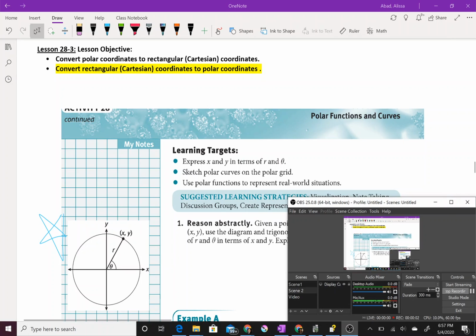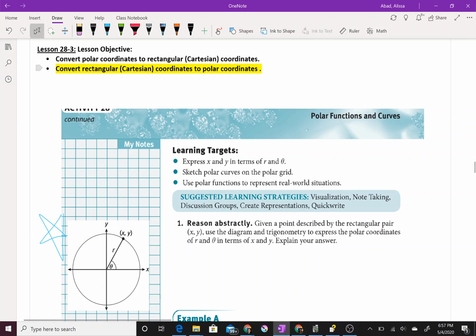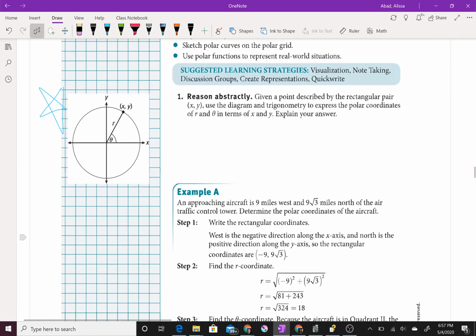This video is going to be going over the second part of the lesson, which is to convert rectangular coordinates to polar coordinates, or Cartesian coordinates, or xy, to polar coordinates. So we're going to go back to this diagram where you have a point and it's described by the ordered pair xy, but now we want to be able to express polar coordinates in terms of x and y. So we're trying to find out what r is equal to and what theta is equal to this time.